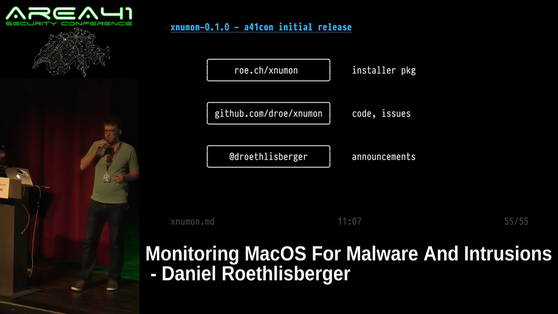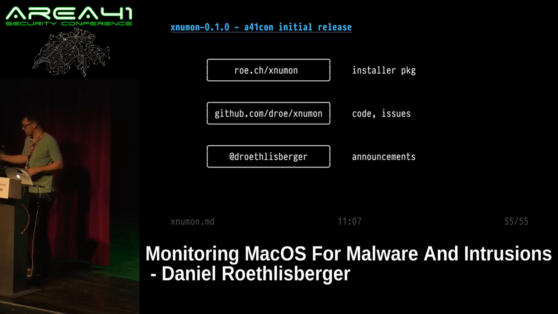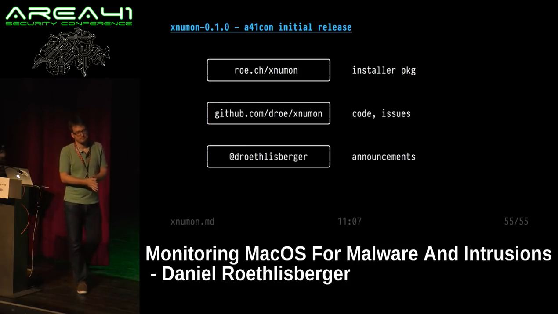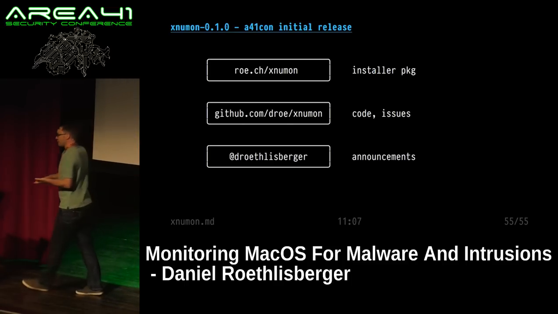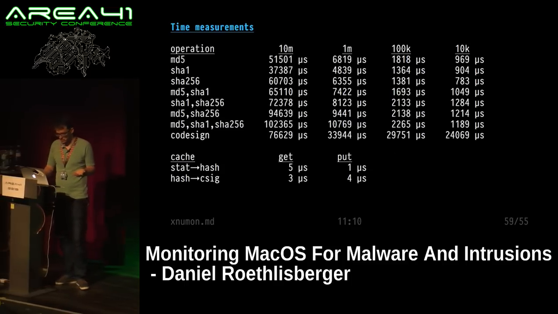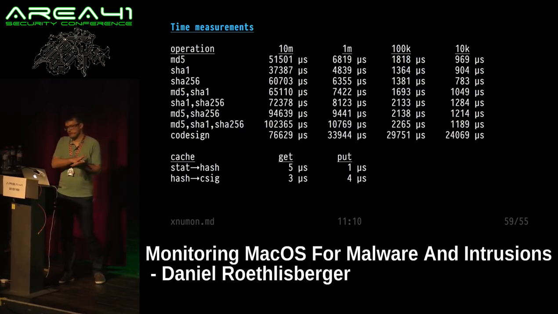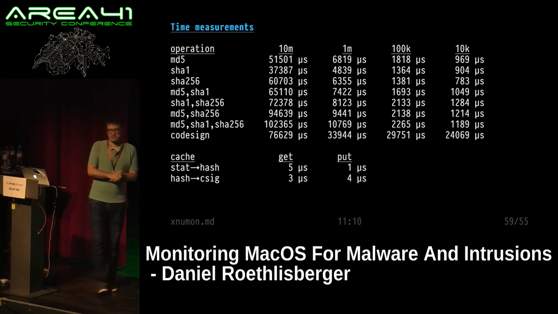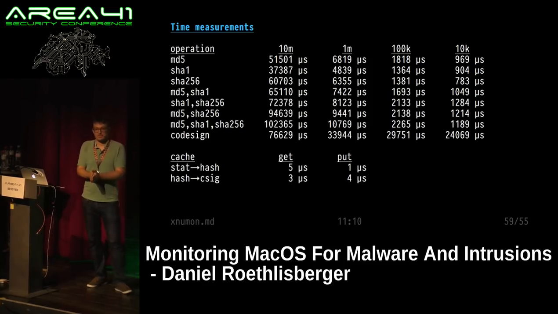Does it have any measurable performance impact? I mean, pausing the process before you hash it, this would add some latency or something. Obviously, it does. I have some measurements if you're interested somewhere. It does, but there's a lot of caching built in. So it only needs to acquire the hash and the signature information once, as long as the file on disk doesn't change.